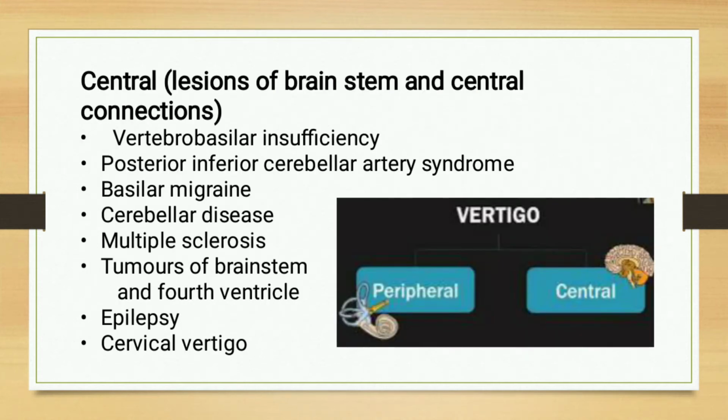And some of the central causes, which are the lesions which involve the brainstem and central connections, are vertebrobasilar insufficiency, posterior inferior cerebellar artery syndrome, basilar migraine, cerebellar disease, multiple sclerosis, tumors of brainstem and fourth ventricle, epilepsy, and cervical vertigo.